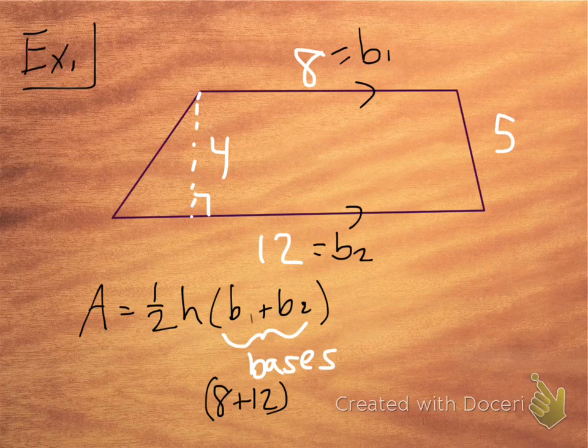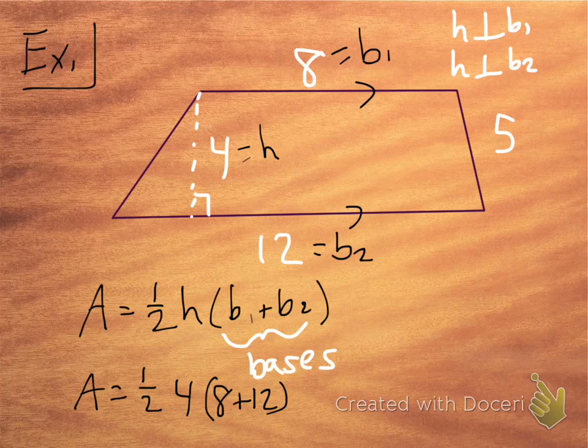The height is always perpendicular to b1. The height is always perpendicular to b2, right? So which one is perpendicular? Well, we see the perpendicular mark here. The height is perpendicular to both bases, so the height is 4. Okay, so we have 4 here. We have 1/2, and we have everything we need.